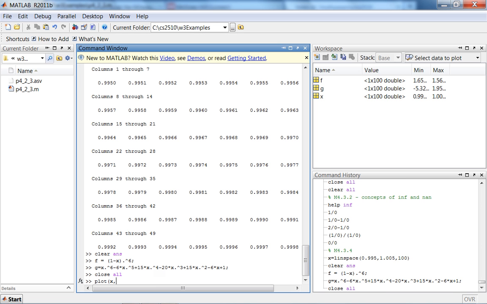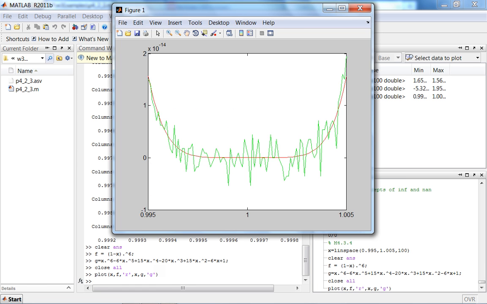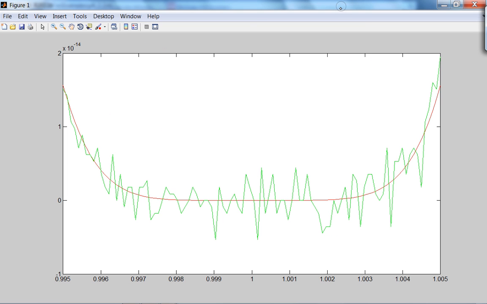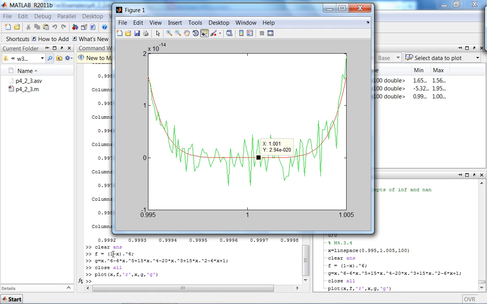So if I plot x f in red, x g in green, what's going to happen is f is going to be more accurate. In the sense, let's just plot this. So you can see, if you look at f, it's smooth. That's because it is much easier. What's happening with f is you're subtracting and then multiplying. That's, in this case, more accurate than doing this exponentiation, multiplication, addition, subtraction operations.